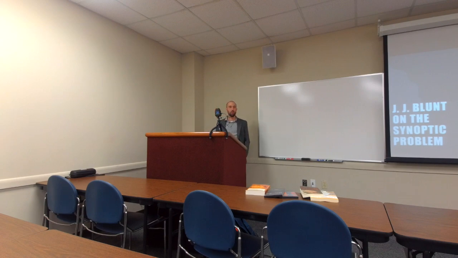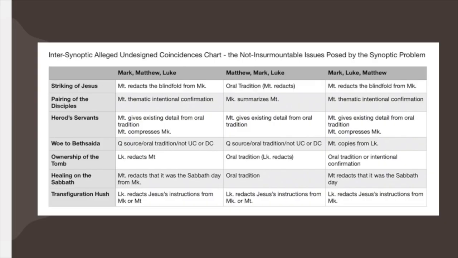I think, as I've shown with these four examples, the synoptic problem could pose an obstacle to the confidence we place in the alleged inter-Synoptic undesigned coincidences. And again, this depends on your view of the synoptic problem and your view of source criticism. Here's a chart that I've made. This could be imperfect. Happy to edit as necessary.